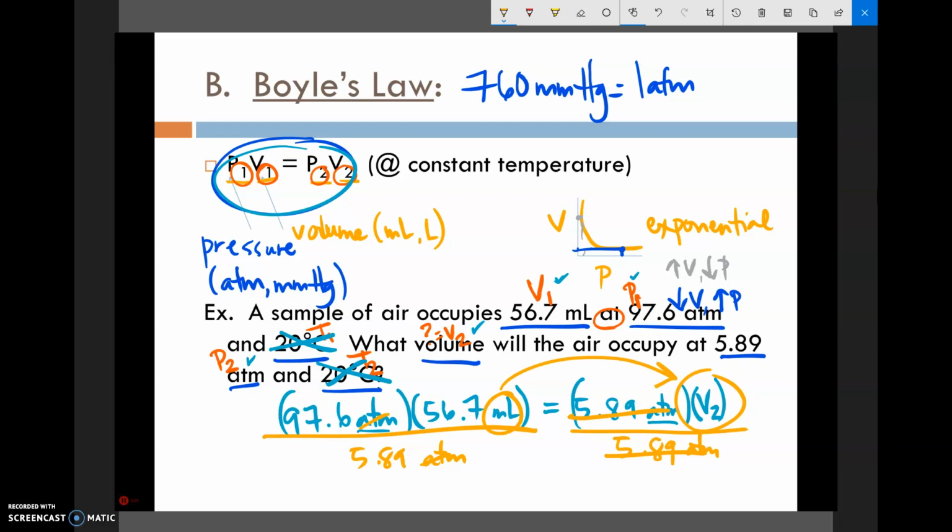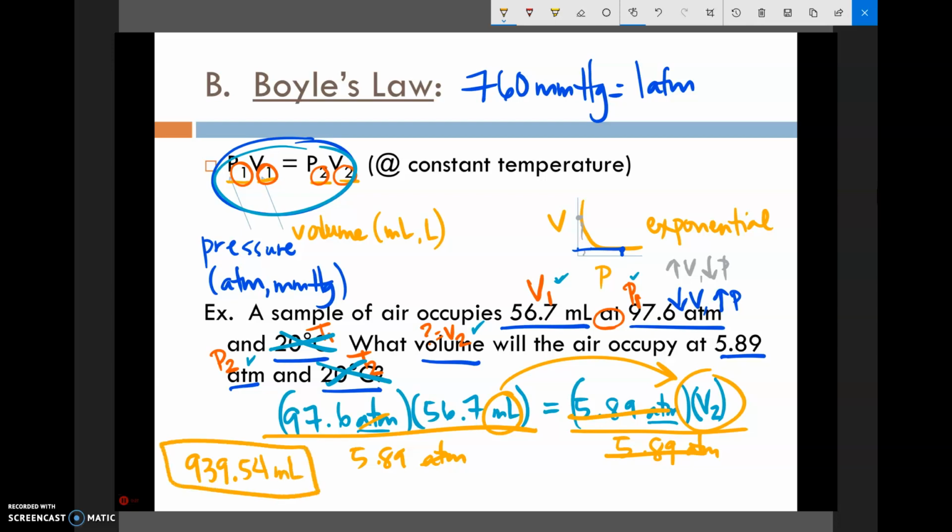So now it's just 97.6 times 56.7, all divided by 5.89. And that is going to leave us with 939.54 milliliters as our answer.